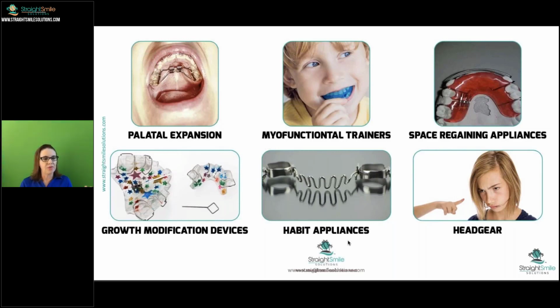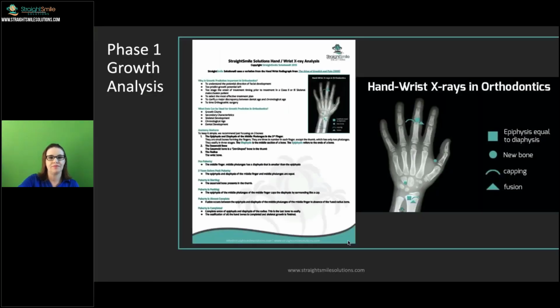So you've got myofunctional trainers, space maintenance appliances, and different growth modification devices, like say a twin block that's here. What else? Habit appliances, headgear. Here's a little fixed habit appliance. There's also removable ones. You don't have to do anything sharp or pokey. There's a lot of stuff out there. So many different things you can do.